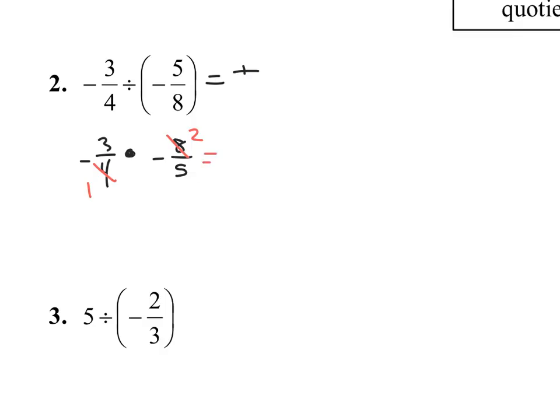Okay, so let's go ahead and multiply. So we got -3 times -2, which is 6, over 1 times 5, that's 5. Let's simplify this fraction. So 5 will go into 6 one whole time. My remainder is a 1, and the denominator stays the same. So my final answer is positive 1 1/5 for number 2. Let's go on to number 3.